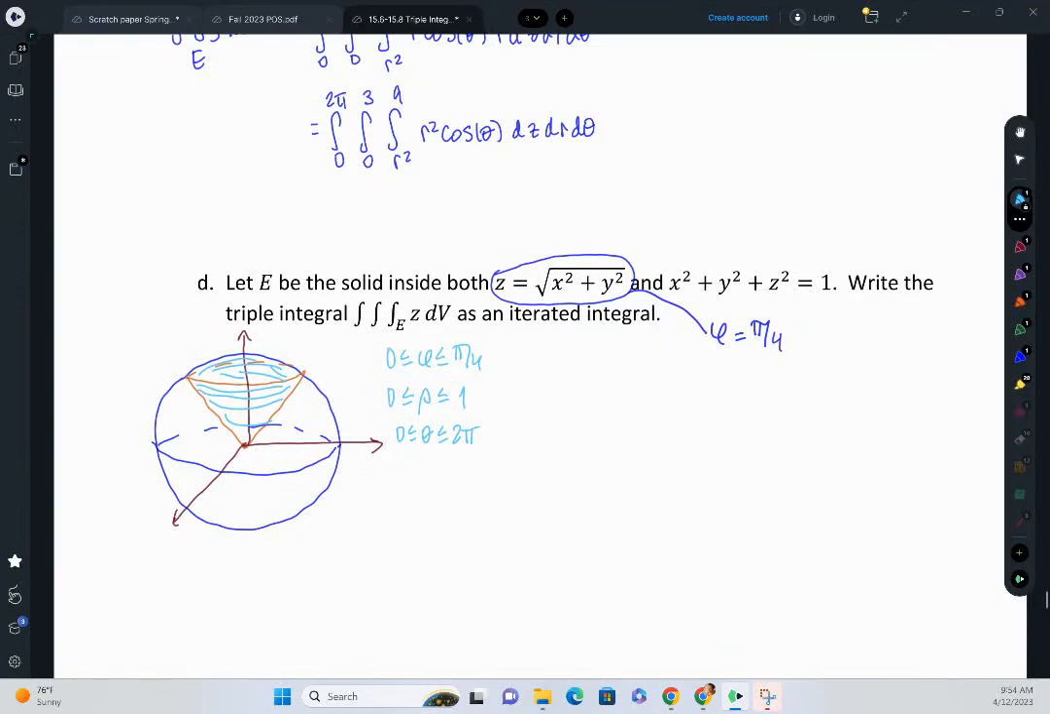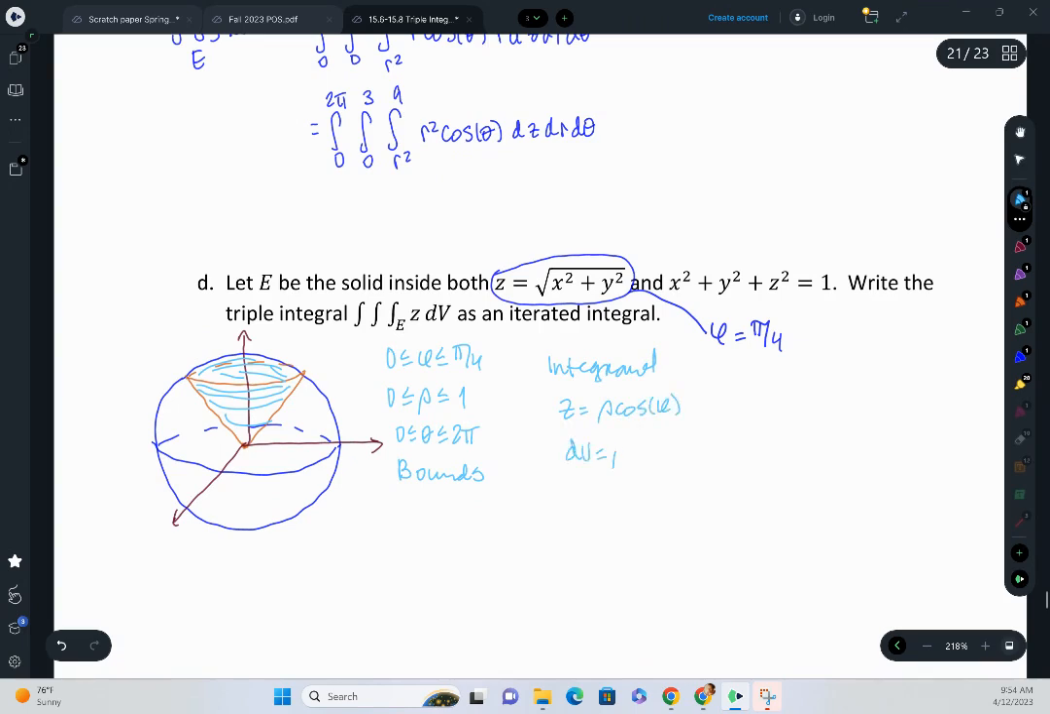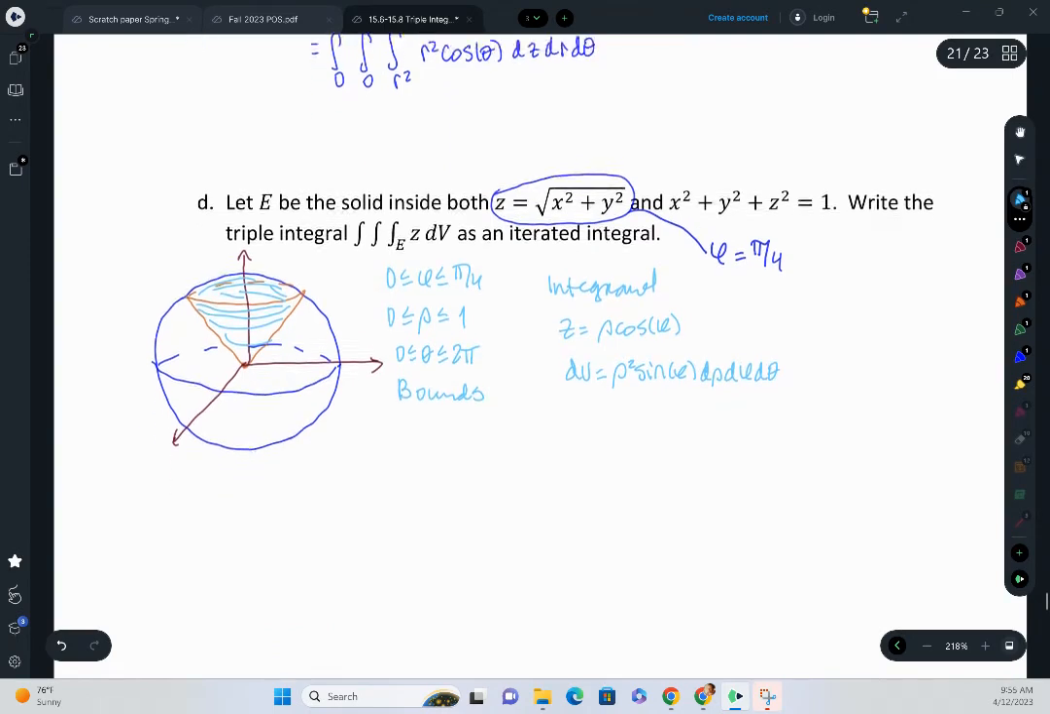Let's see, we've got z, the integrand, so these are our bounds. So for the integrand, we have z is equal to rho cosine of phi, and we have dv is equal to rho squared sine of phi, d rho, d phi, d theta, or something like that.